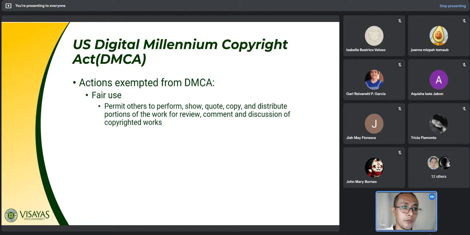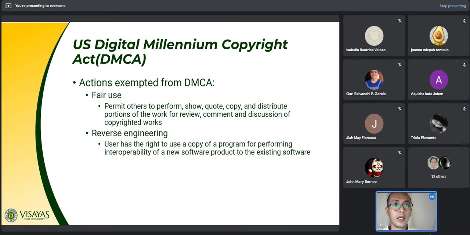Okay? For review, comment, and discussion of copyrighted works, when you try to present this article to your class, that's accepted because that's part of fair use. Pero again class, someday, when you become teacher, you always have to cite your reference para dili ka maka-violate og copyright acts.